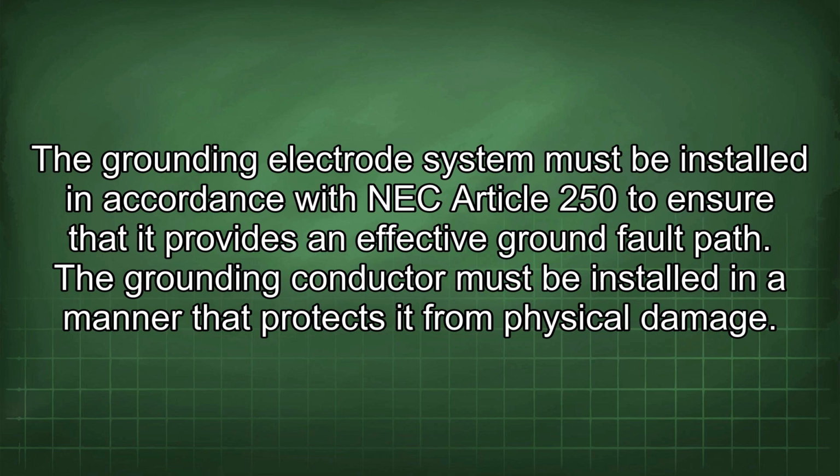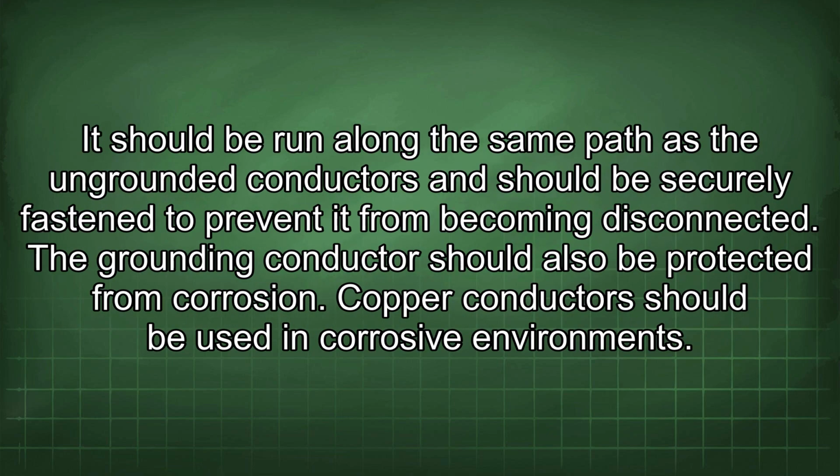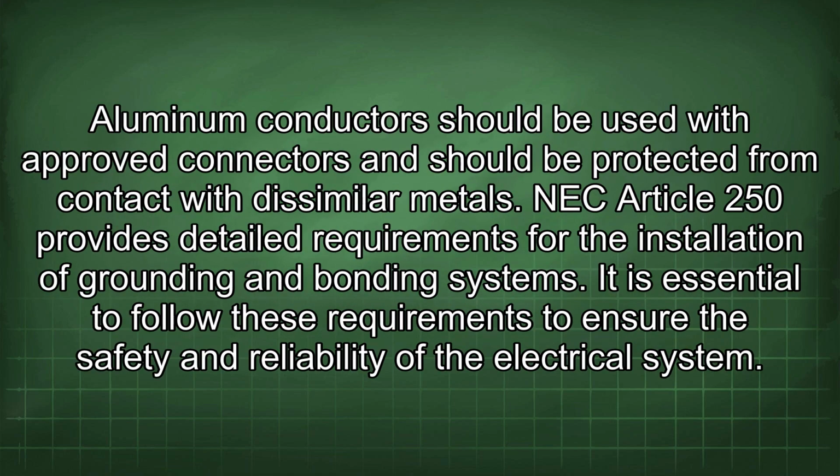The grounding conductor must be installed in a manner that protects it from physical damage. It should be run along the same path as the ungrounded conductors and should be securely fastened to prevent it from becoming disconnected. The grounding conductor should also be protected from corrosion. Copper conductors should be used in corrosive environments. Aluminum conductors should be used with approved connectors and should be protected from contact with dissimilar metals.